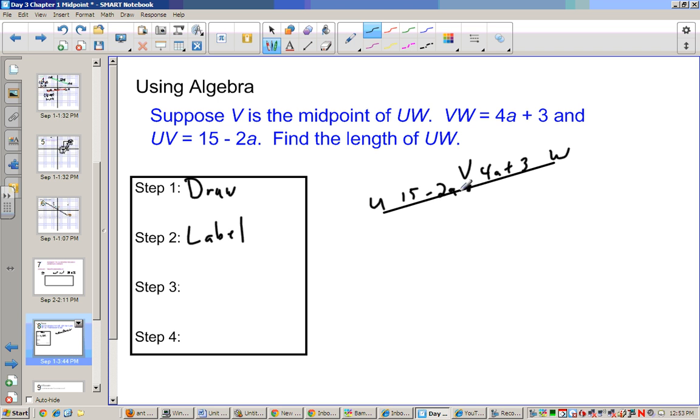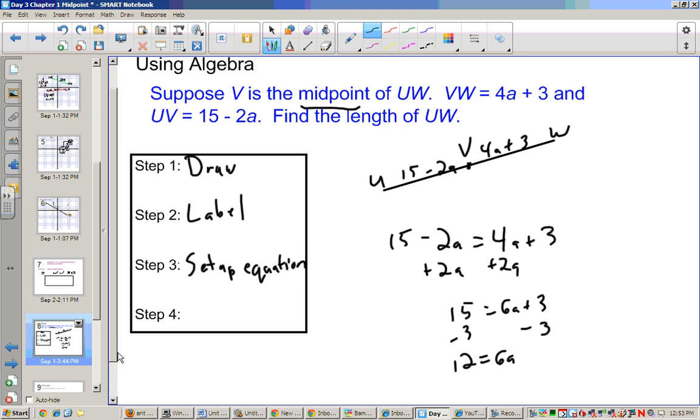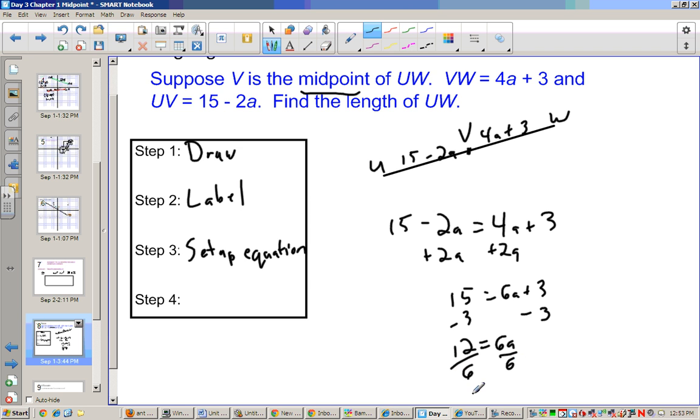Now we have to set up an equation. What do I know about this side and this side? If it's a midpoint, these two are going to be congruent. So the third thing is I set up an equation. So 15 minus 2a is equal to 4a plus 3. So I would add 2a to both sides. 15 is equal to 6a plus 3. Subtract 3 on both sides. 12 is equal to 6a. Divide by 6, and 2 is equal to a.